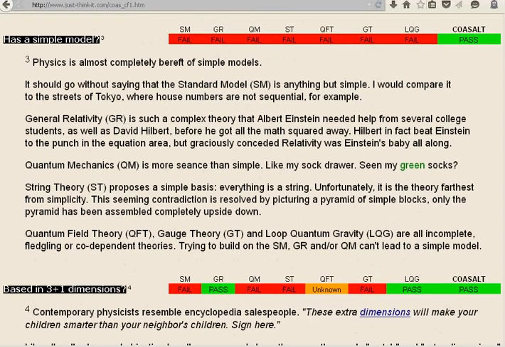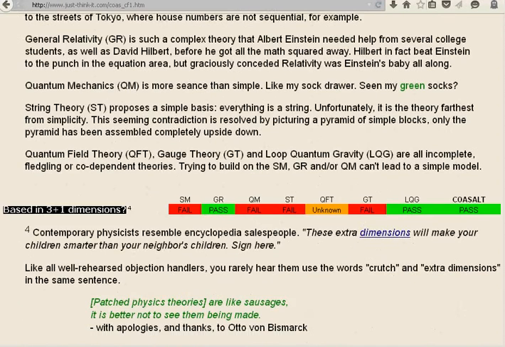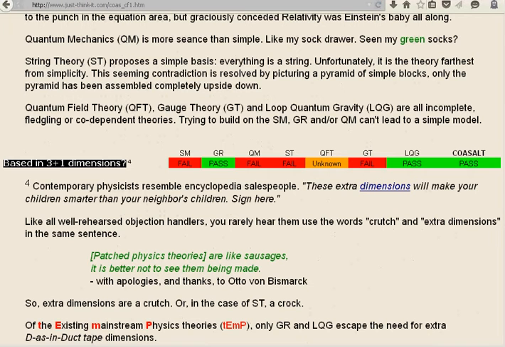Number 4. Is the theory based on 3 + 1 dimensions? Contemporary physicists resemble encyclopedia salespeople. These extra dimensions will make your children smarter than your neighbor's children. Sign here. Like all well-rehearsed objection handlers, you rarely hear them use words like crutch and extra dimensions in the same sentence. Patched physics theories are like sausages.